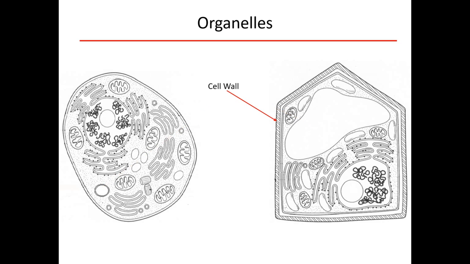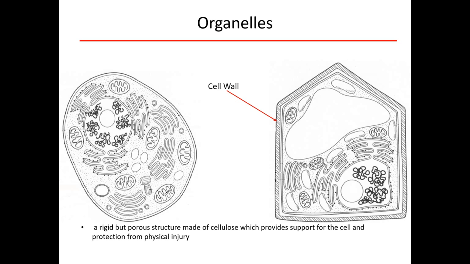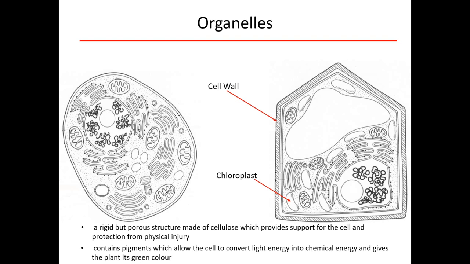Another feature that's just in plants is the cell wall. This is a rigid feature that helps to give the plant cell its strong structure so that they can stand up straight, and it helps to protect the cell from the outside environment. And finally, a plant cell also has a chloroplast. This is where photosynthesis occurs.